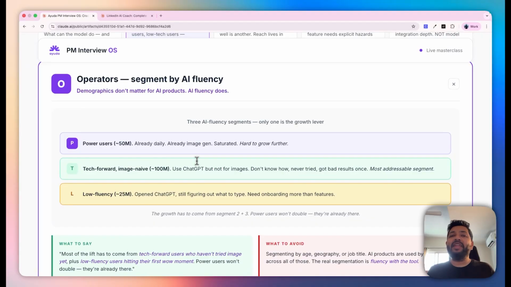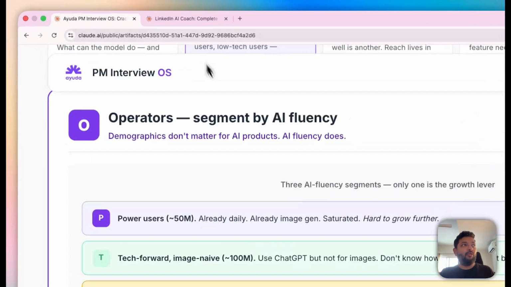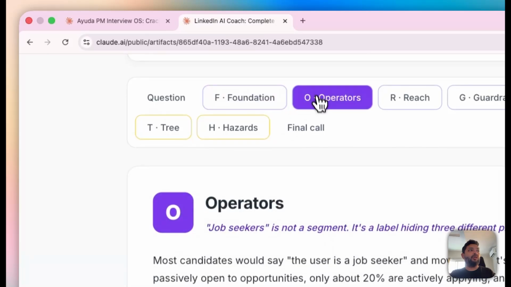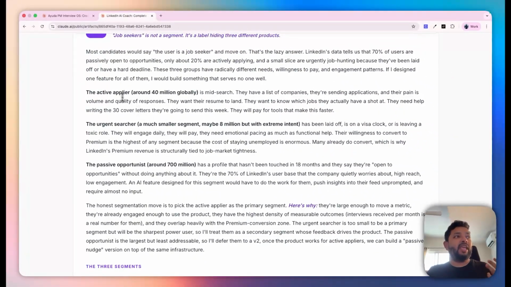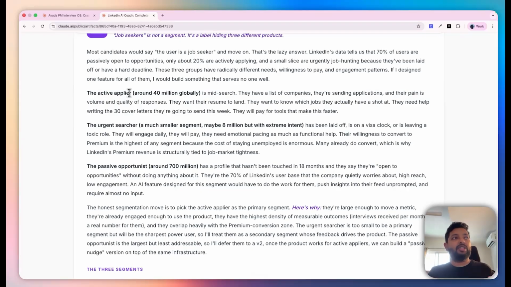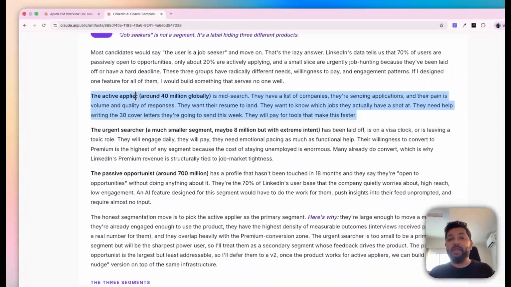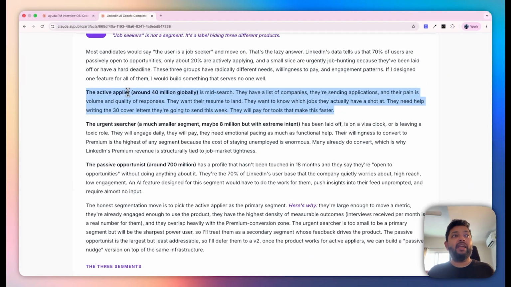Now, operators is very similar to your product design question. When you talk about operators, you talk about your user personas, right? So here I have said your power users, tech forward users, and low fluency users. So if I just go here and do operators, I'm again breaking it down into 3 kinds of operators. The active applier, which is someone who applies, around 40 million people globally. They apply consistently and regularly.